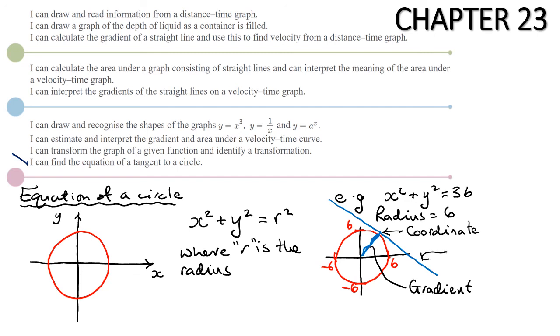Then we're going to do minus 1 over m, where m is this gradient here, to find the gradient of the tangent. Gradient of tangent. And then we can use y equals mx plus c to find the equation of that tangent, because m we would have just found, and then we substitute in x and y, that's this coordinate here, and then we can use that to find c. So maybe I'll put this coordinate equals x, y.